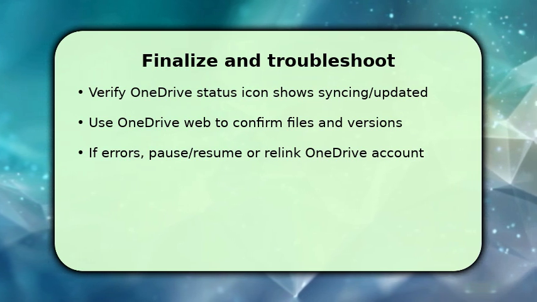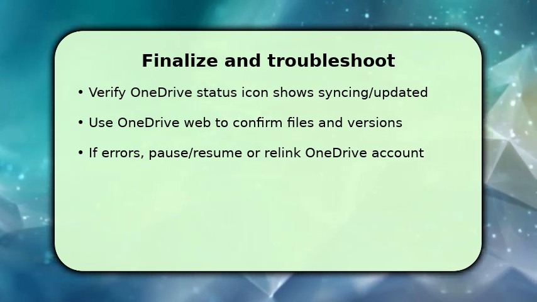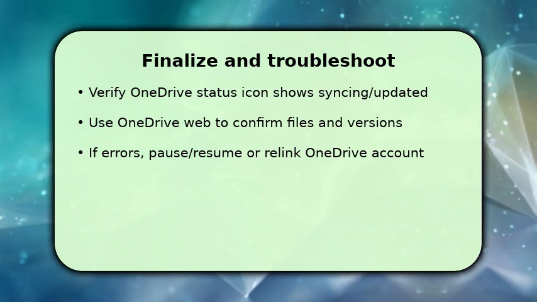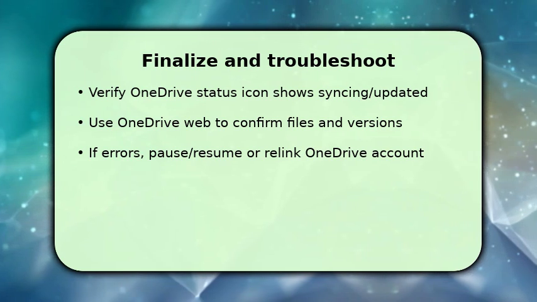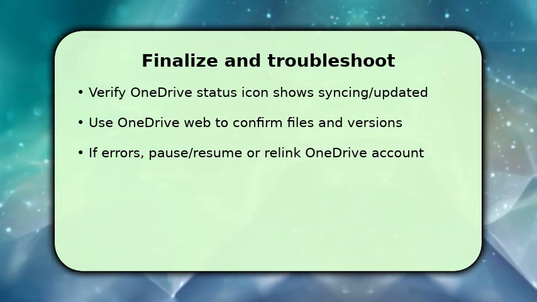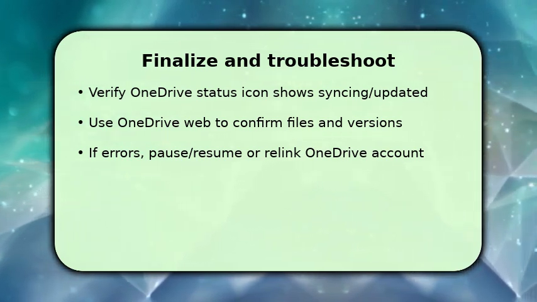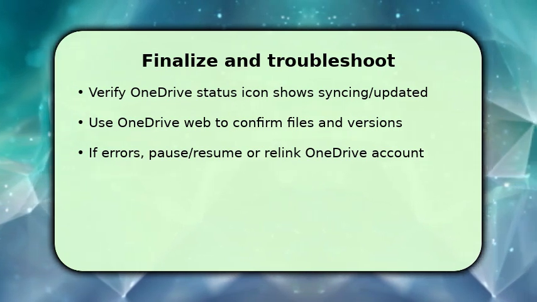Once everything syncs, test by downloading a small file to confirm it lands in OneDrive /downloads. If something goes wrong, pause and resume syncing, or unlink and relink your OneDrive account to force a fresh sync. These steps resolve most permission or index issues quickly.